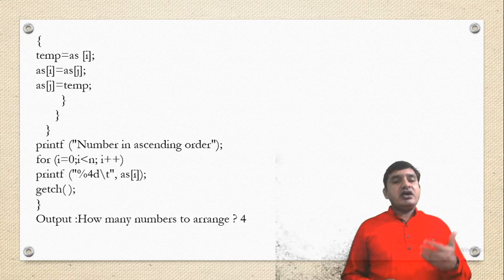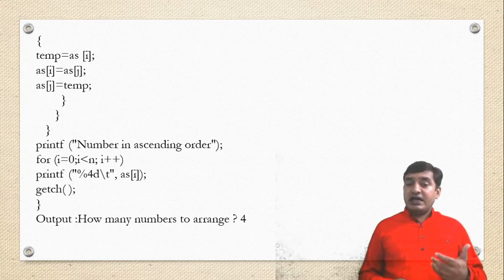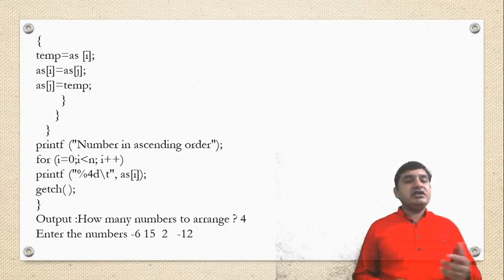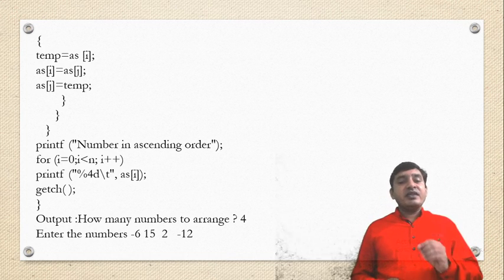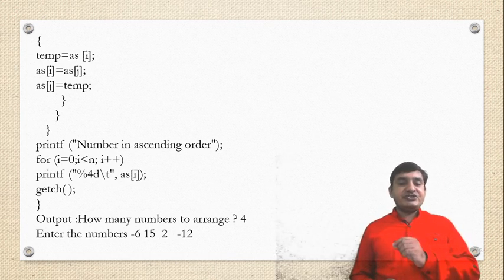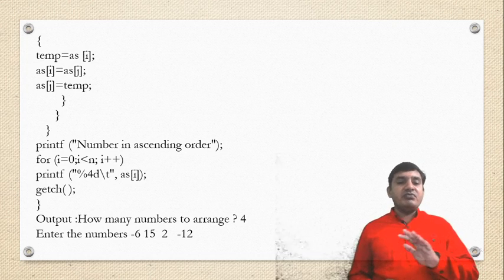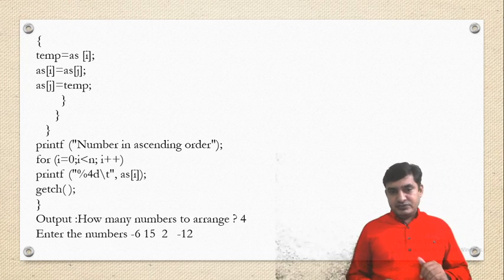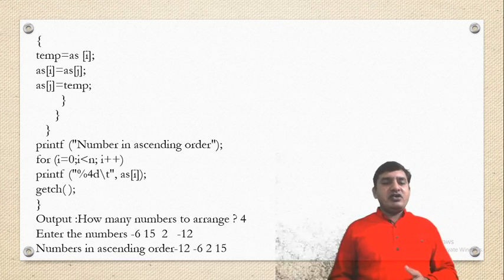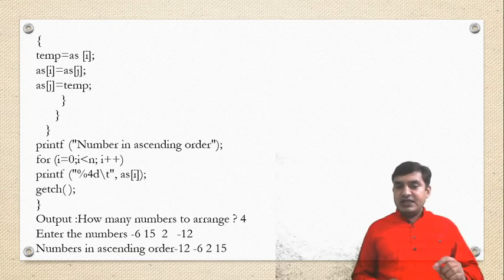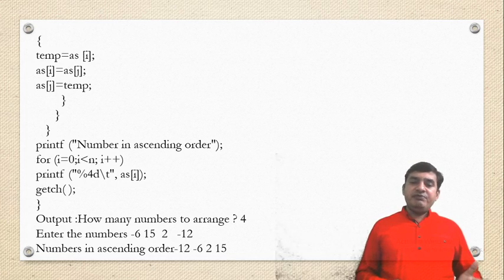How many numbers are to be arranged? 4 numbers. Enter the numbers -6, 15, 2, -12. These 4 numbers are entered. Then the numbers in ascending order are -12, -6, 2 and 15.